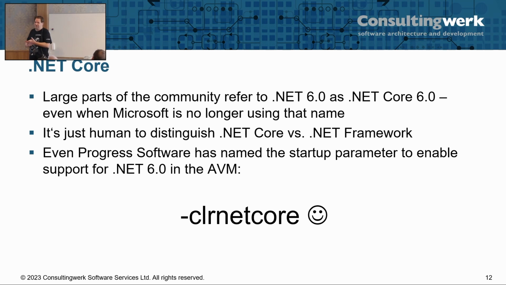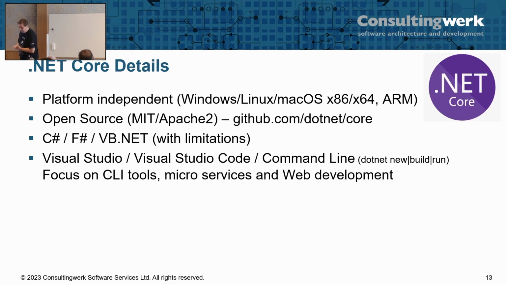Even Progress, when they started integration, the startup parameter that tells the Progress runtime to use the .NET 6 and up frameworks is called -CLR netcore. So Progress could have named it -CLR not net 6 or 7 or whatever, just net, but no, they also stick to the core. Well, habits of developers do not always follow the marketing.